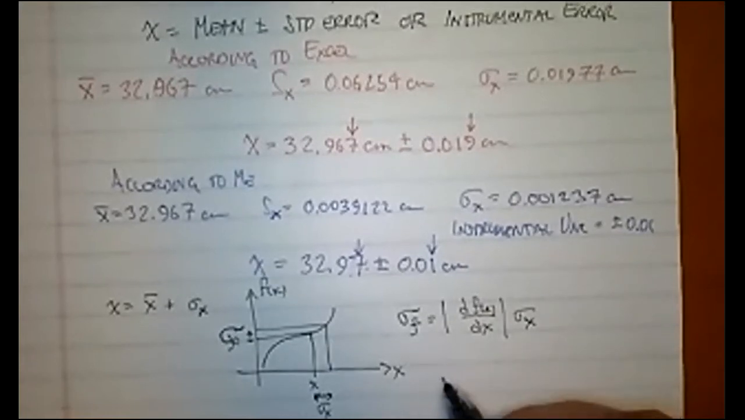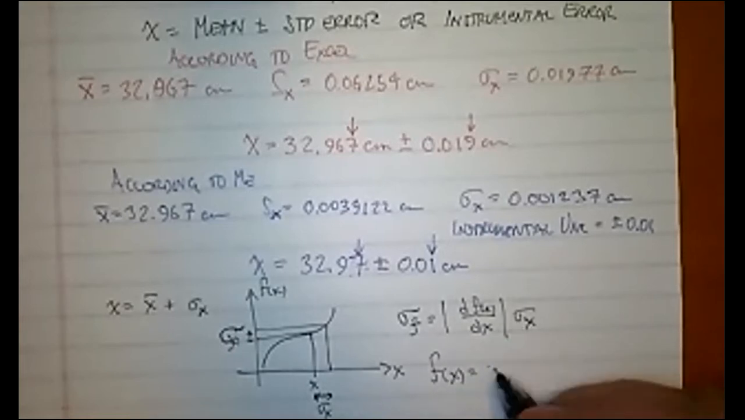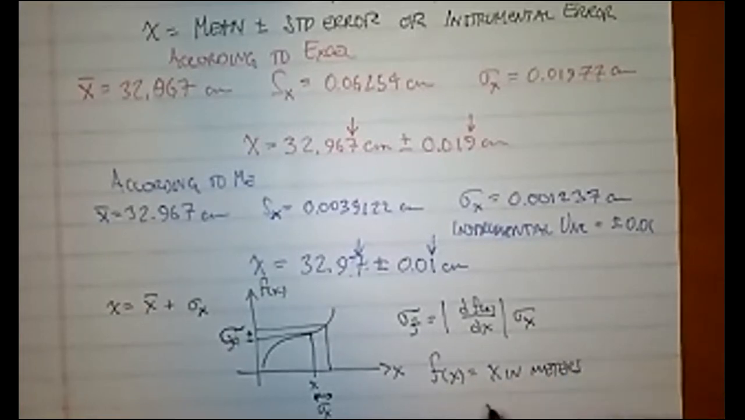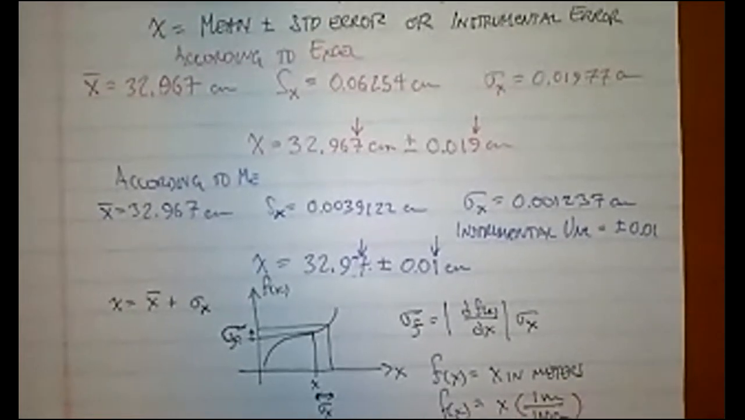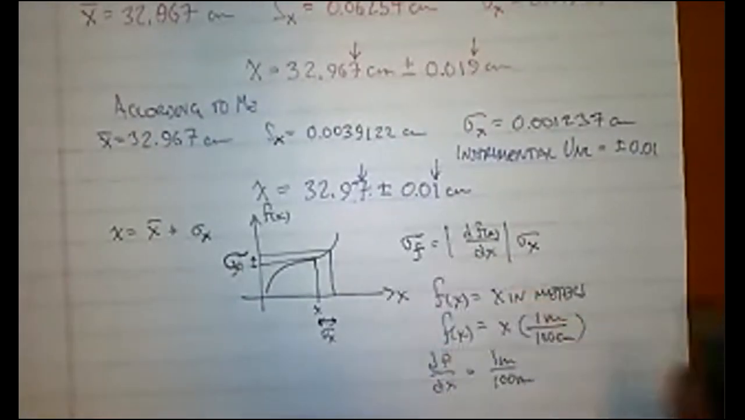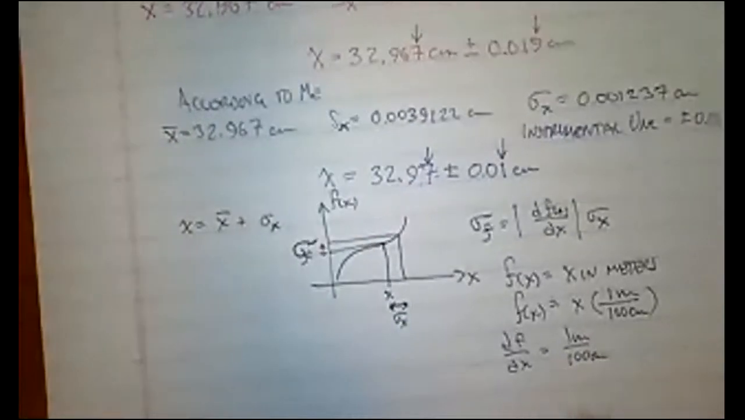So for instance, let's say f of x is x in meters. In other words, what you do is you take x and multiply it by 1 meter divided by 100 centimeters. That would be your function. So your derivative of f with respect to x is just 1 meter over 100 centimeters. And of course, that's already positive, so I don't have to worry about the absolute value.